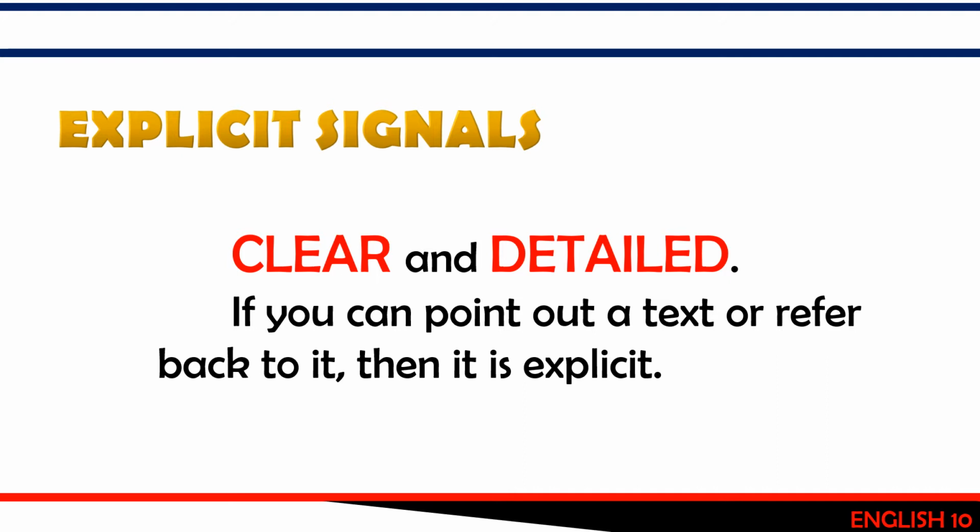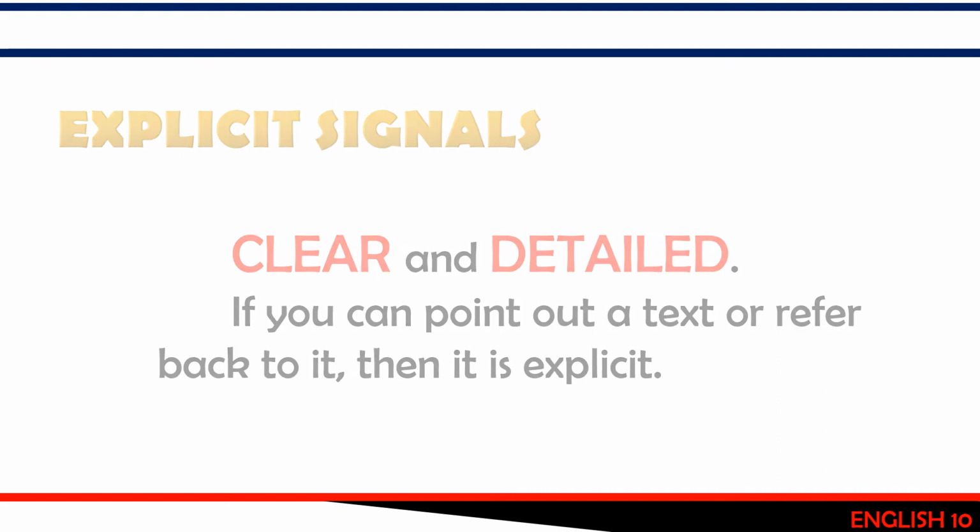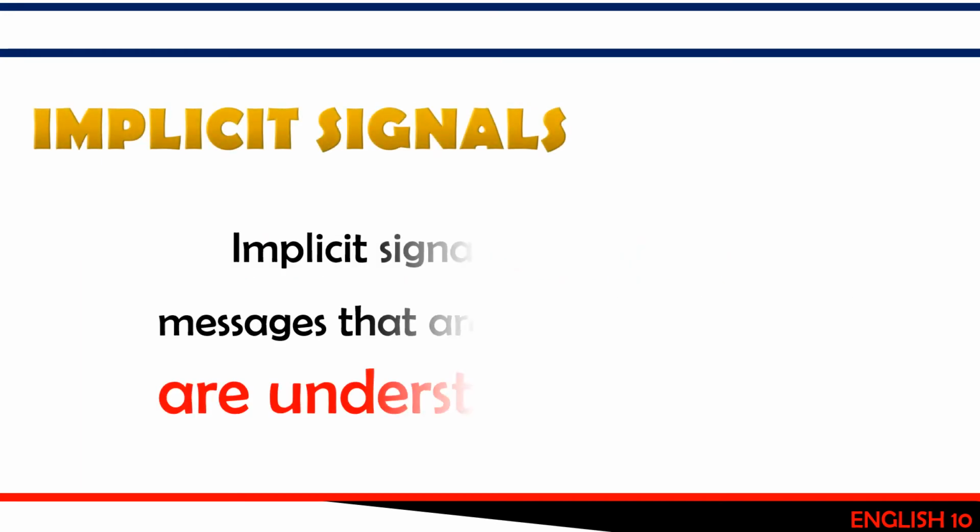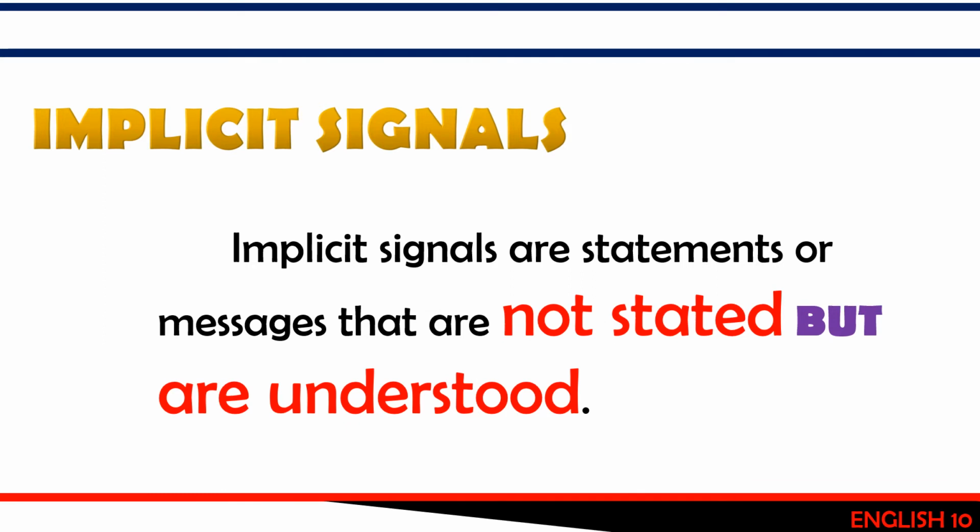How about implicit signals? Implicit signals, on the other hand, are statements or messages that can be understood but are not stated. To get the message, you have to reread, analyze the statement, and look for clues that might help you to decode it. Though implicit signals are not stated or written, the idea is there, and one knows the message by reading between the lines.